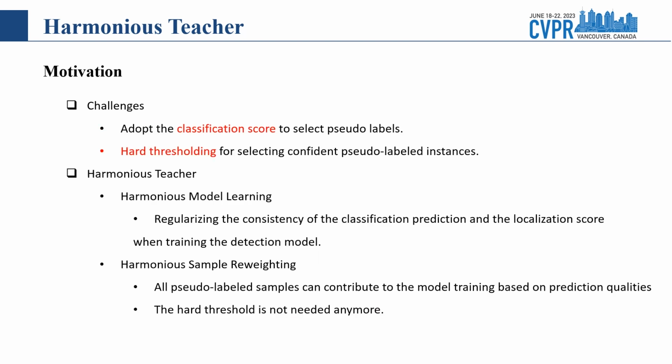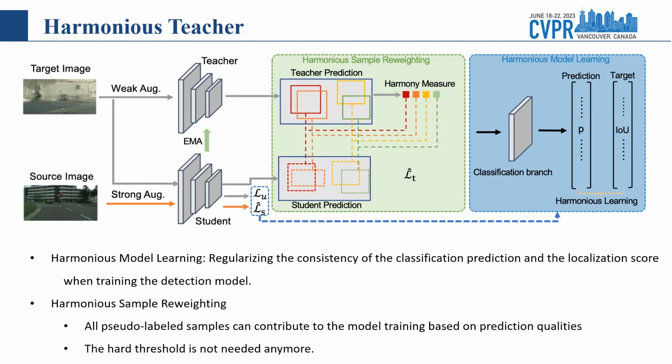Therefore, we propose Harmonious Teacher, which includes Harmonious Model Learning and Harmonious Example Reweighting. Harmonious Model Learning recognizes the consistency of the classification prediction and the localization score when training the detection model. The Harmonious Example Reweighting takes all pseudo-labeled examples from the teacher network to guide the student model, so that the hard threshold is not needed anymore.